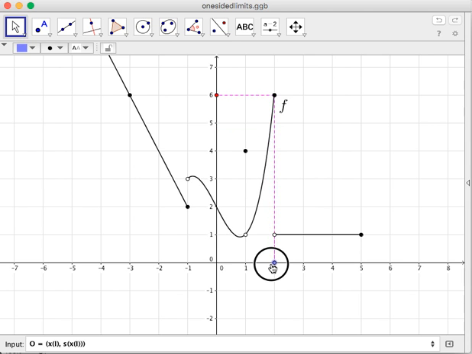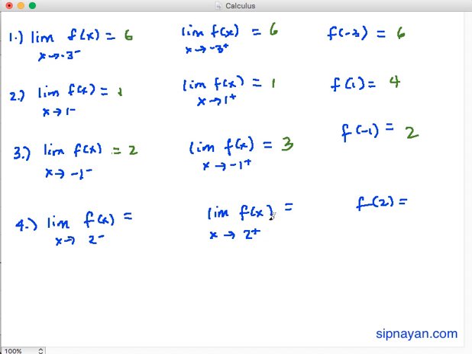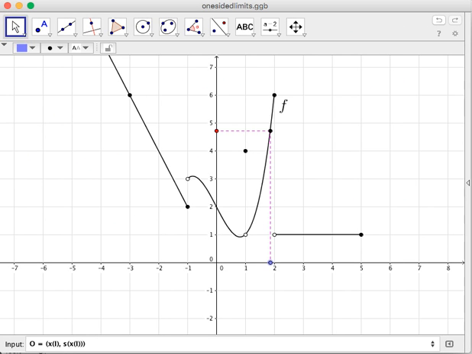So, mahirap kasi nag-automatic ito, nagsasnap to data siya. Mahirap talaga siyang ilapit dito. But anyway, I think it's obvious na pag nandito na kayo malapit sa 2, dito ka na malapit, and then malapit ka sa 6. No? So, that's 6. Is it from the left? Oh, from the left is 6.